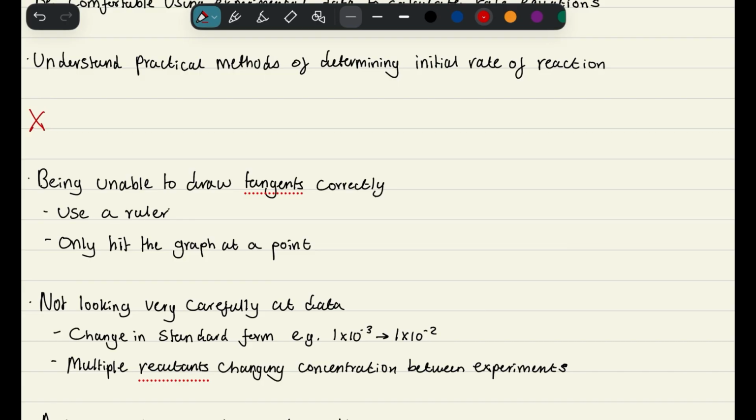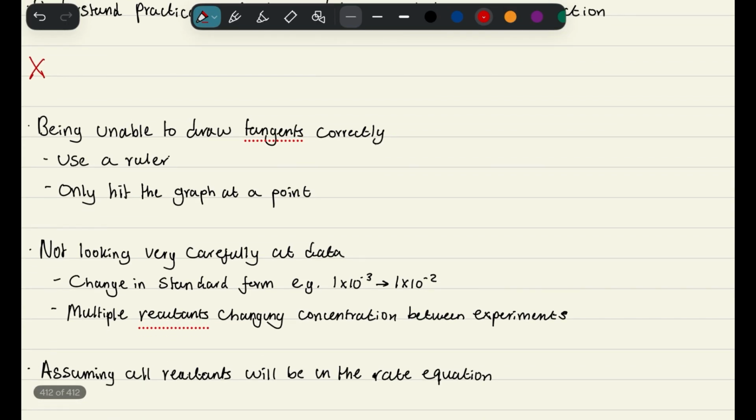Now, also, not looking carefully at the data. They do a lot of things to catch people out. It will be subtle changes, like changing the standard form. I think we saw it in the question that one of them was -6 and the other one was -5. I didn't point it out there, but that catches people out. So make sure you are looking very carefully.